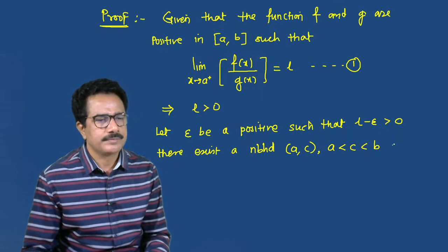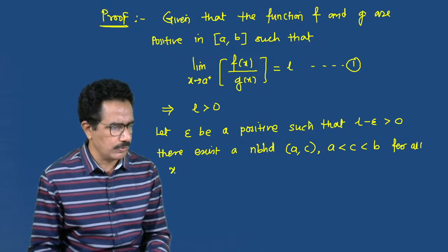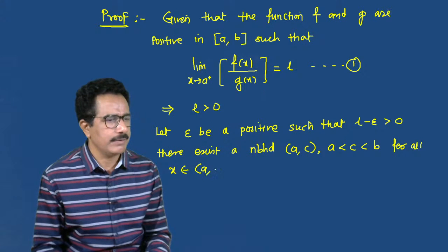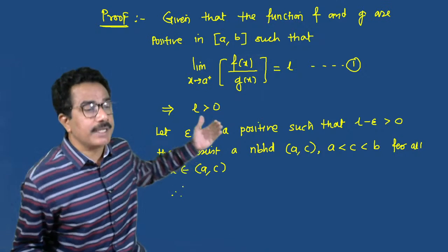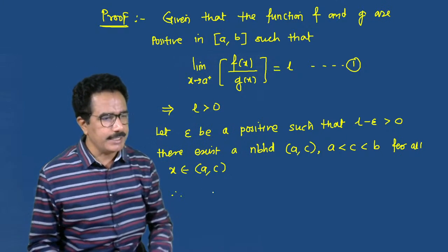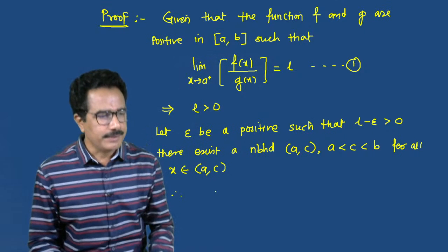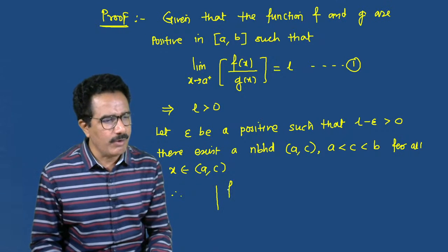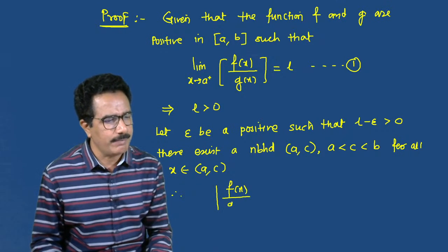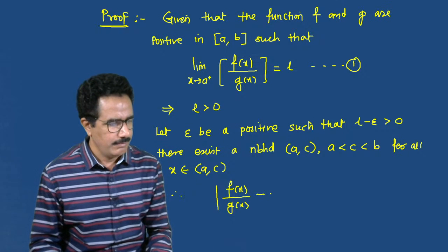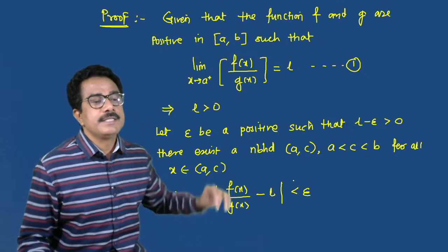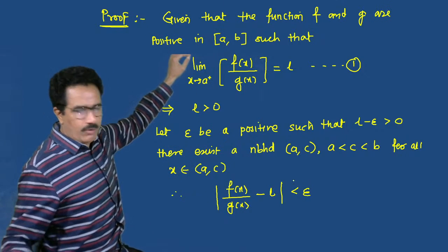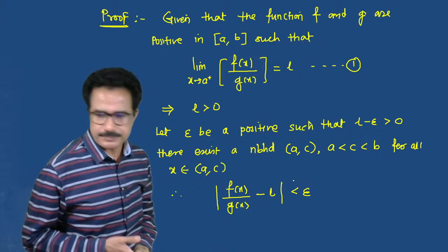Therefore, we can write according to the definition of the limit, if L is the limit, then according to the definition, mod of f of x divided by g of x minus L is less than epsilon. See this, I will tell it once again. Now we have to write this concept.